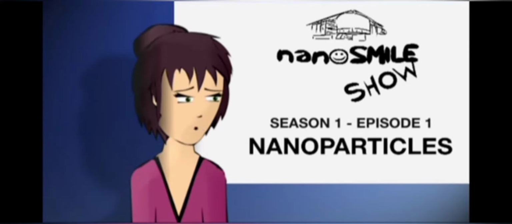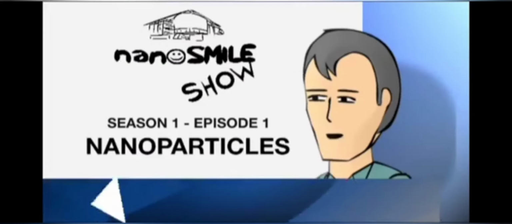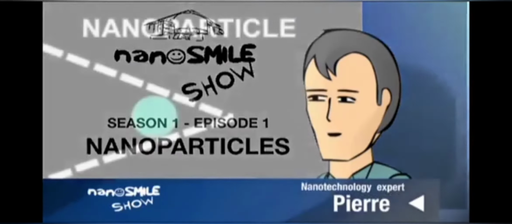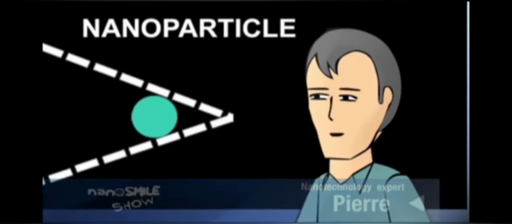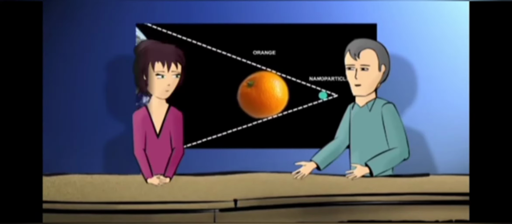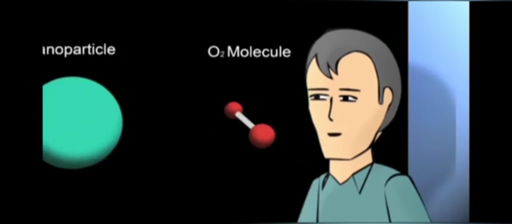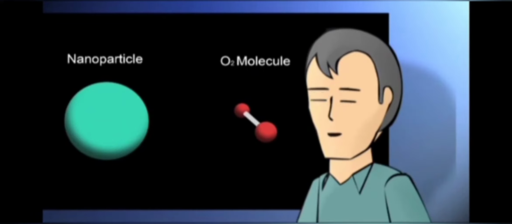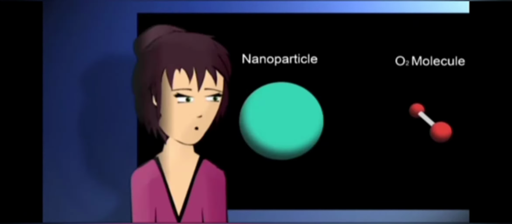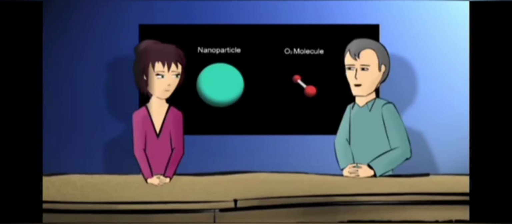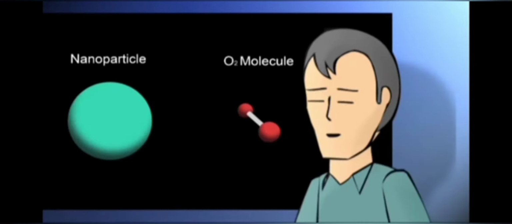So Pierre, what is a nanoparticle? Well, it's a particle that's 1 billion times smaller than we are. The size of a nanoparticle compared to an orange is like the size of an orange compared to the planet Earth. Nanoparticles are extremely fine, but they're still 10 to 1,000 times bigger than a molecule of oxygen, for example. And where are these nanoparticles found? They've always been found all around us, as ultrafine dust in the air, for instance.